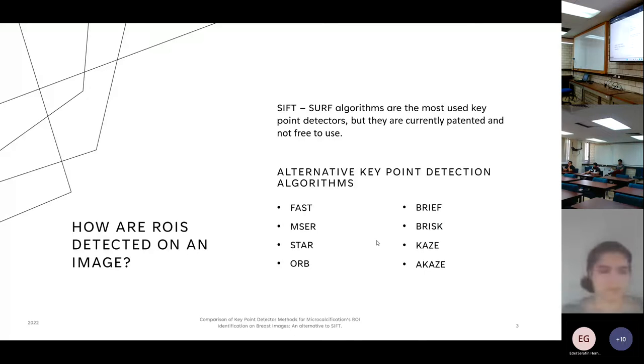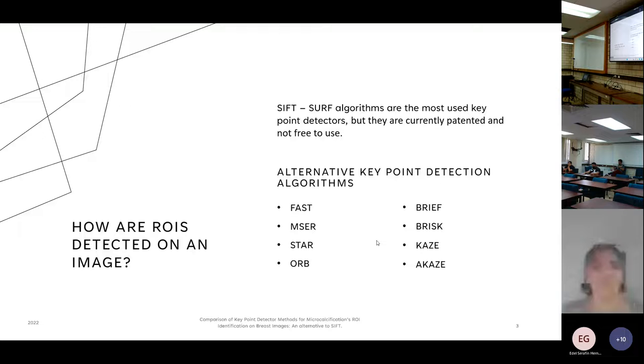So, how are ROIs detected on images? As mentioned before, the first step is to recognize the key points of the image. In the state of the art of medical image analysis, the most used key point detector algorithms are SIFT and SURF. Even if they have proven to be highly reliable, they are currently patented. So that's why the search for an alternative algorithm is relevant.